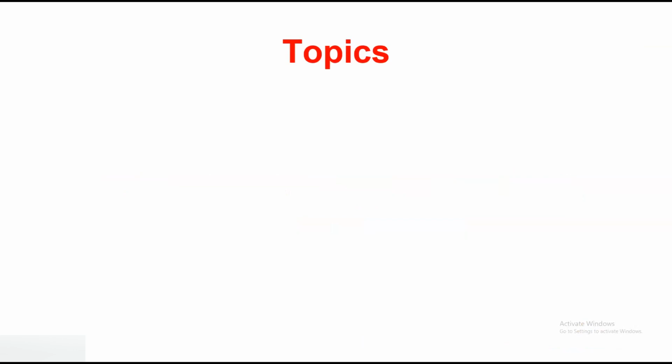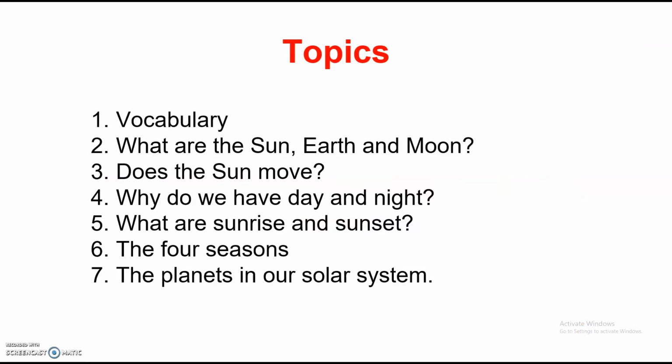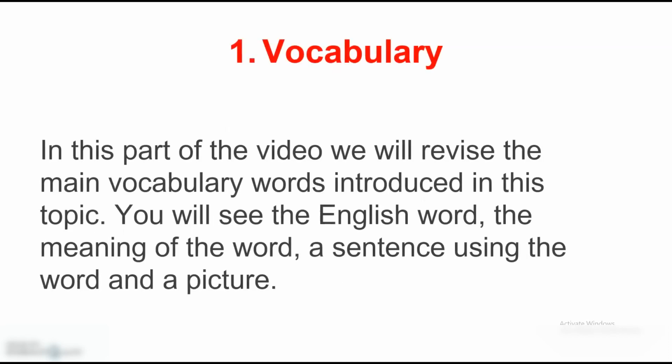The topics we're going to be looking at in this video: vocabulary, what are the Sun, Earth and Moon? Does the Sun move? Why do we have day and night? What are sunrise and sunset? The 4 seasons, and the planets in our solar system. So let's start with the vocabulary. We're going to revise the main vocabulary words introduced in this topic. You'll see the English word, the meaning of the word, a sentence using the word, and a picture.